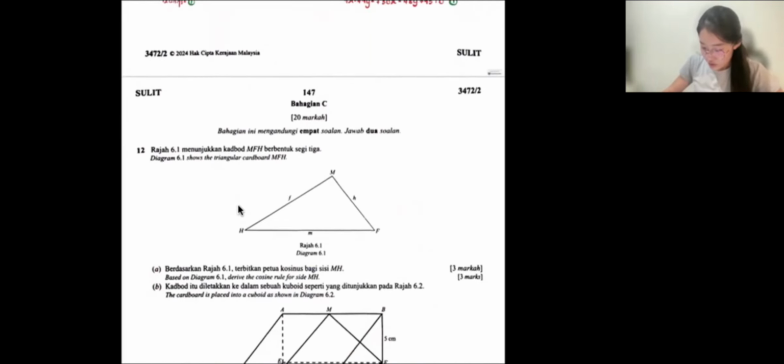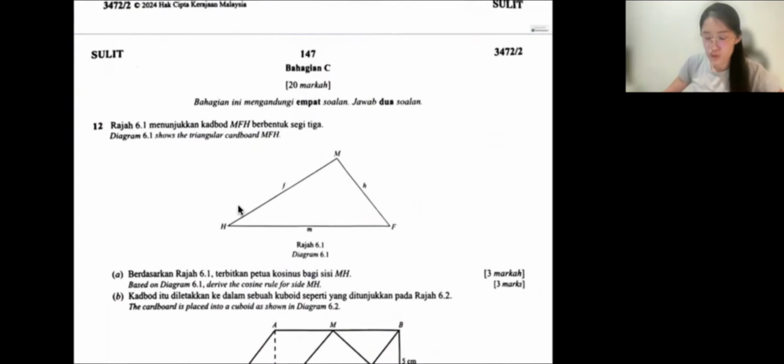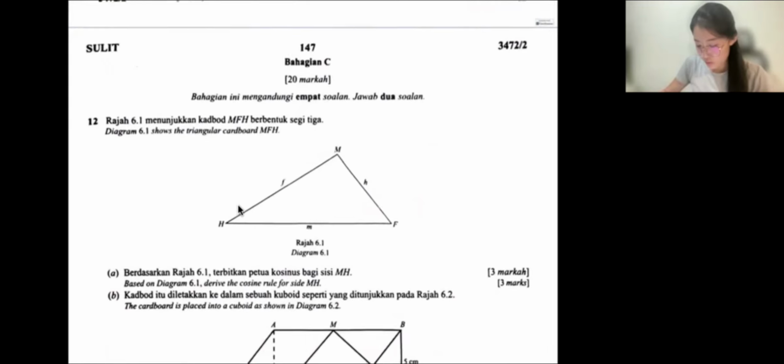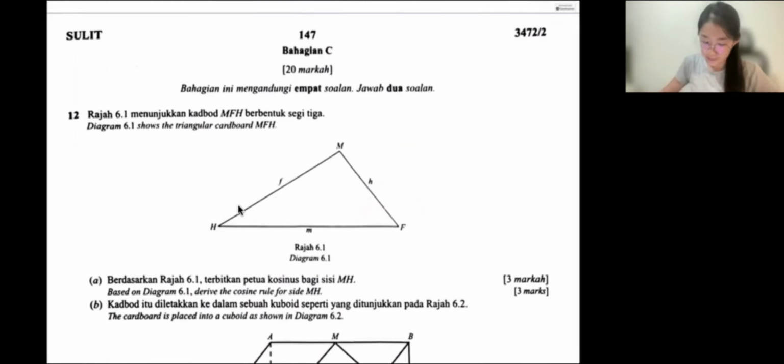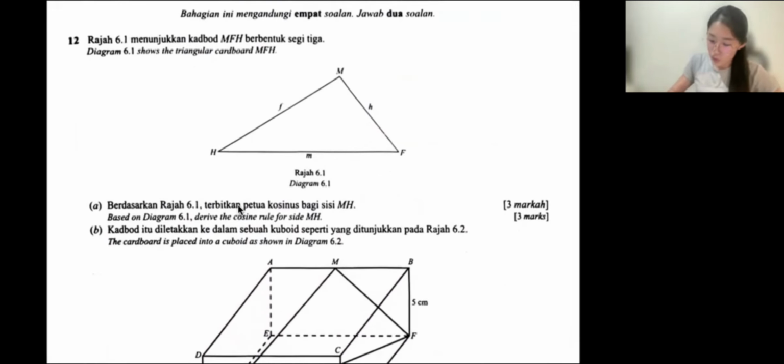Now, next question. Bahagian C, 4 choose 2. All right, so you have the 4 typical questions: solution of triangles, index number, linear programming, and kinematics. So you have to choose 2. See which one you are confident in. Now let's look at 12 here.